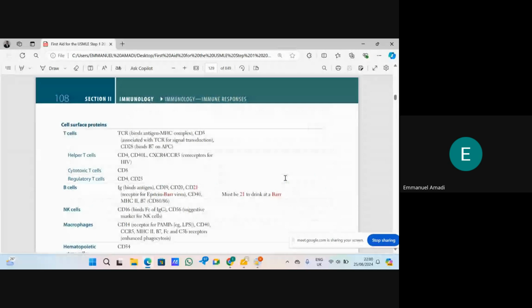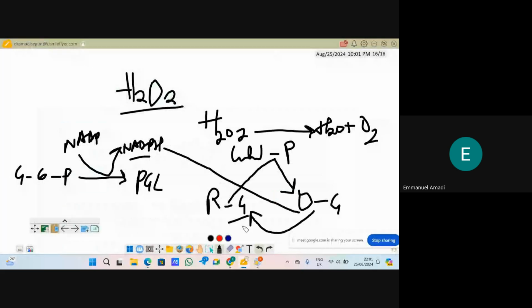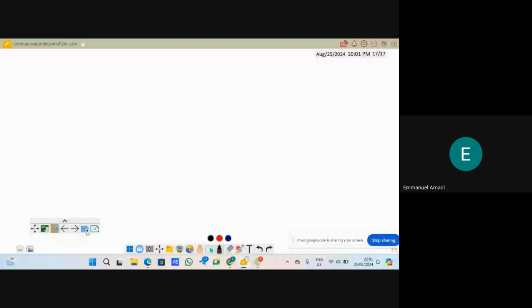Now, if that is settled, let us look at the surface markers. There are certain things you will see, and you should be able to tell that this thing I'm seeing is a T cell, is a B cell. There are different types of T cells. Which of the T cells are you seeing? Is it a helper T cell? Is it a cytotoxic T cell? Now, the first principle I want to establish is this.